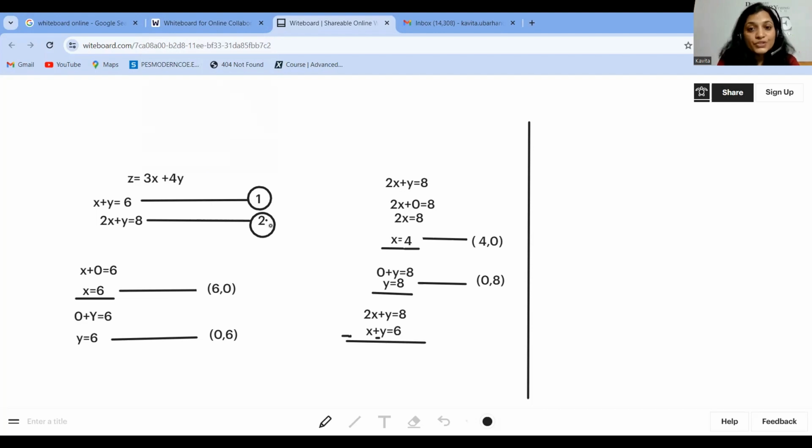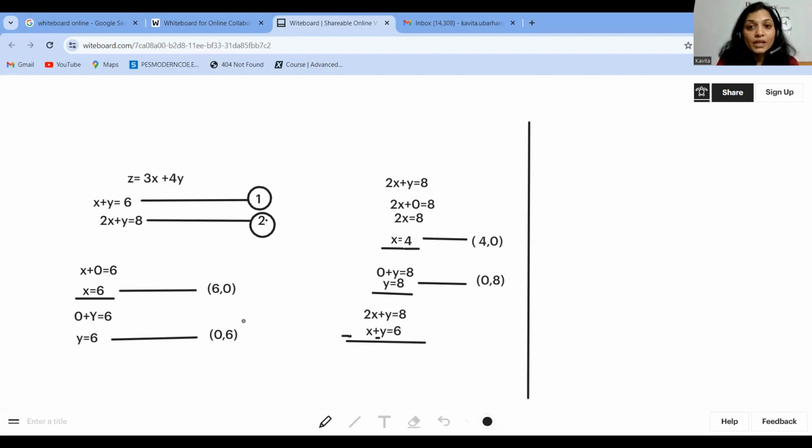Now we have two equations, and we are going to plot a graph. These are actually equations of lines, which we can plot on a graph. To plot the graph, we need the points of intersection of that particular line on the x-axis and y-axis. By putting the value of x equal to 0 and y equal to 0 in the equation, we can get the points of intersection on x and y for that particular line.